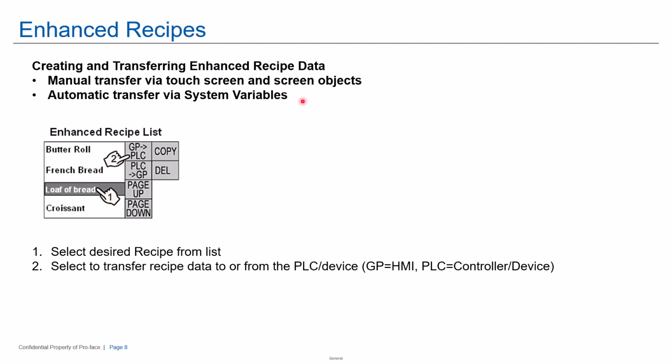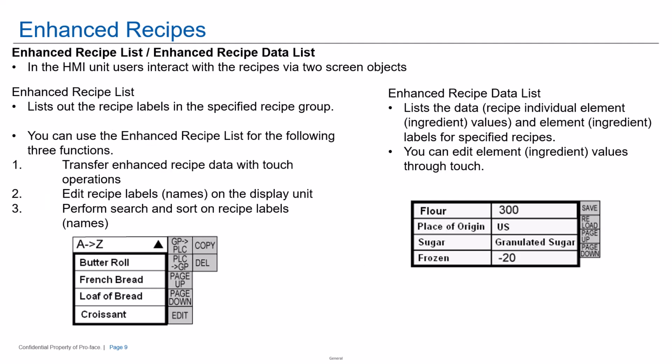And then we also have the ability to use system variables so you can programmatically transfer recipes without any interaction from the user if you would like. Okay, so moving on. When we look at the enhanced recipe list and the enhanced recipe data list, these are the screen objects that the users use to interact with the recipes in the HMI. The enhanced recipe list is listing out the recipe labels in the specified recipe group. So the recipe labels are essentially the recipe names.